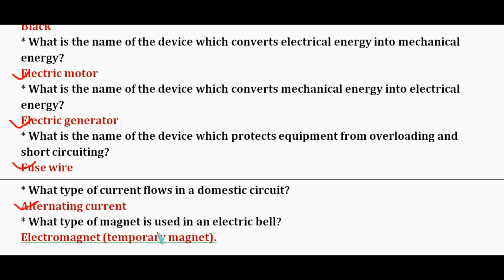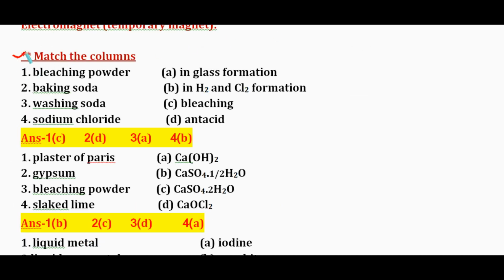What type of current flows in the domestic circuit? It is alternating current. Which type of magnet is used in an electric bell? These are electromagnets or temporary magnets. Now the questions are match the columns.